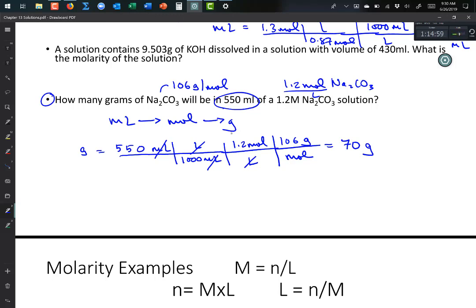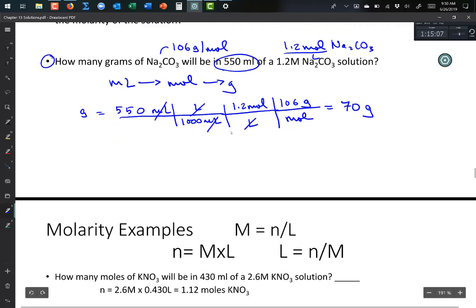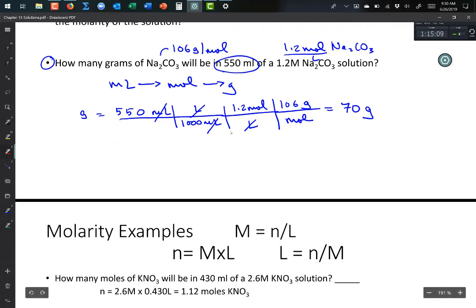Okay, I'm going to show you the problem-solving map, how you map this out, how you think about the problem, like you pre-think a problem before you actually do it. So this is kind of a standard problem-solving skill. When you look at a bunch of numbers, you see a lot of numbers up there, right? You see the 106, which we calculated. You see the 550 and you see the 1.2.